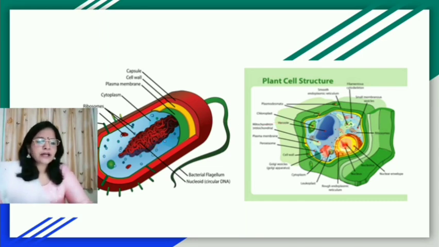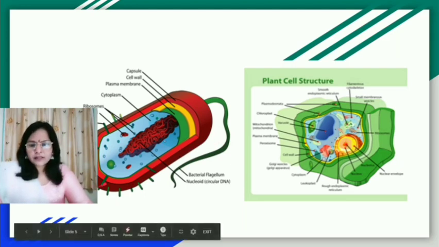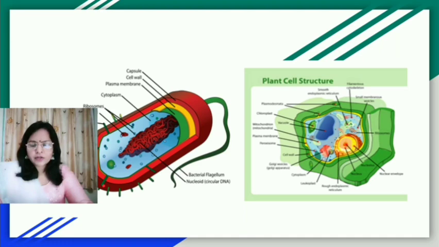But in plant cell, a prominent nucleus is present, with a prominent outer nuclear wall, and nucleoplasm and nucleolus are also present. In prokaryotic cell, pili are also present, but they are absent in eukaryotic cell.